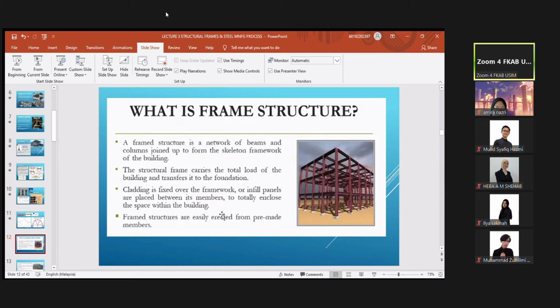Frame structures are usually erected from pre-made members. This is the advantage of having frame structures, because it is cut in a factory and then they just fix it at the site. Cut in the factory, fix at the site. Okay, that is the frame structure.